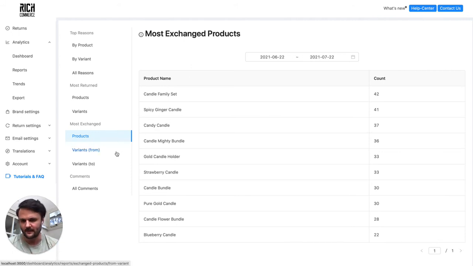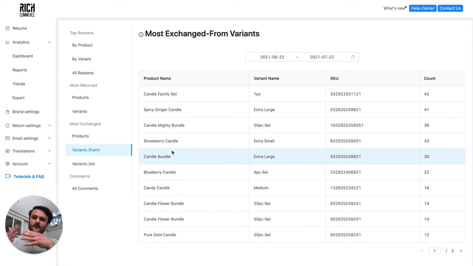You can also look at things like, okay, from which variant did customers make the most exchanges, right? So for example, you have 4 sizes of one pair of pants. And for example, the size M is the one that most customers exchange from, right? Which seems that for some reason, the fit on this might not be right. Same goes for the variants too. So you can look at what variants the customer exchanged to.